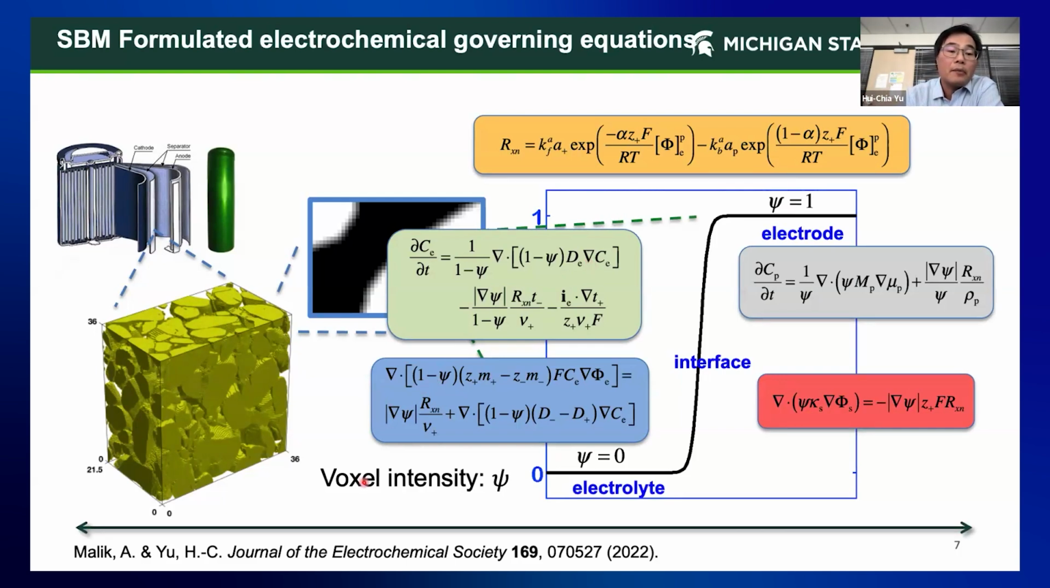The more detailed mathematics and derivation you can find in this paper, so we are not going to go over the derivation part. So now, like I said, you have voxel data with an intensity, and we reformulate the governing equations. Then we can directly use each voxel as a grid point to simulate all this electrochemical process.